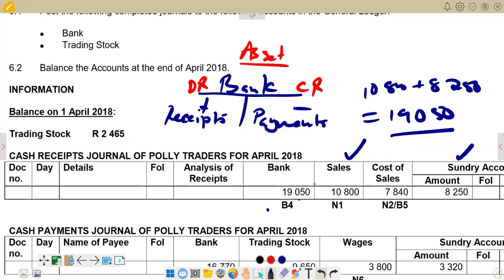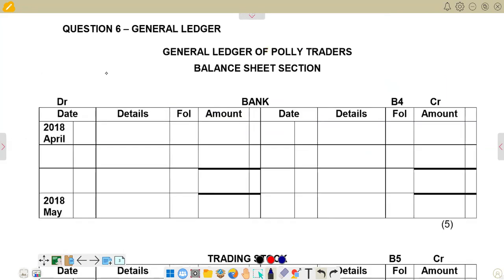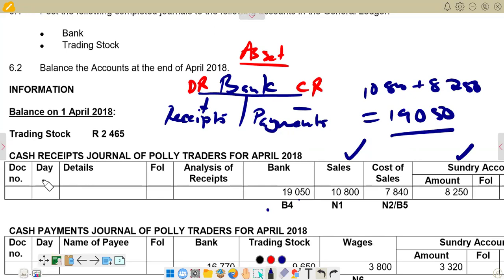So we're just going to post the figures as they are on the other section. If you come here, you would see that now we have our bank. Let's take note of the dates. Remember, these figures, we are taking them from the journals, so we are transferring them at the end of the period. We are in April, so at the end of April, that's when we are going to transfer those figures.